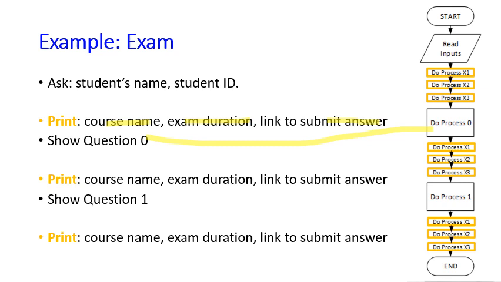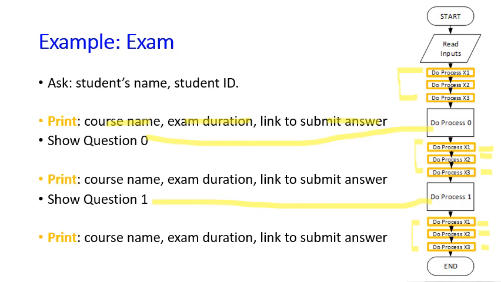And then it will again repeat the same three processes, printing out the course name, exam duration, and the link to submit the answer. And then do process 1, which is showing question 1 and wait several minutes. And then again, do these three processes. So if you look at this flowchart, you can see that actually you can separate this into a block. Instead of repeating these 3 lines over and over again, it will look better for your code if you just separate these 3 lines into one block. And that is what a function is.